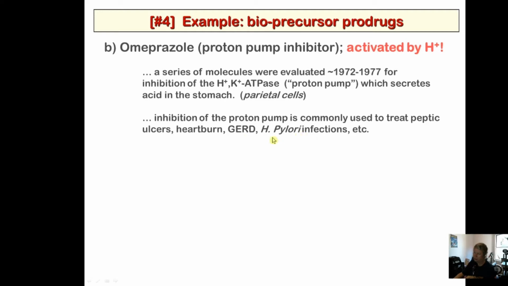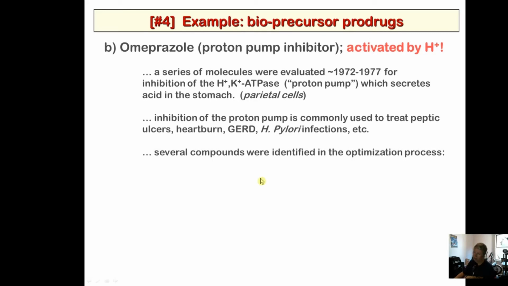Okay, so yeah, peptic ulcers, heartburn, GERD, which is gastroesophageal reflux disorder, H. pylori infections, which is a bacteria that you can get in your stomach, and that has links to cancer. And if you have an outbreak of H. pylori, it can cause other problems. All of these symptoms can be treated with proton pump inhibitors.